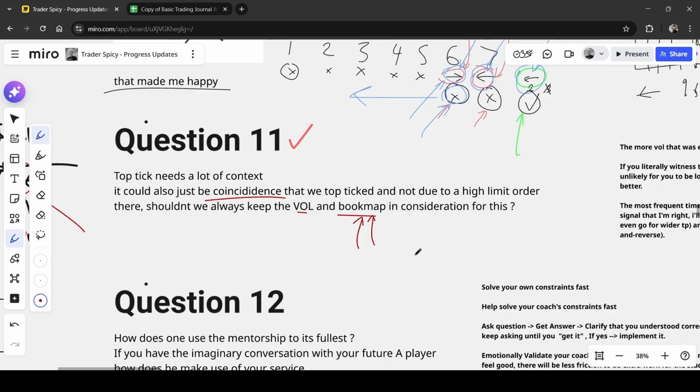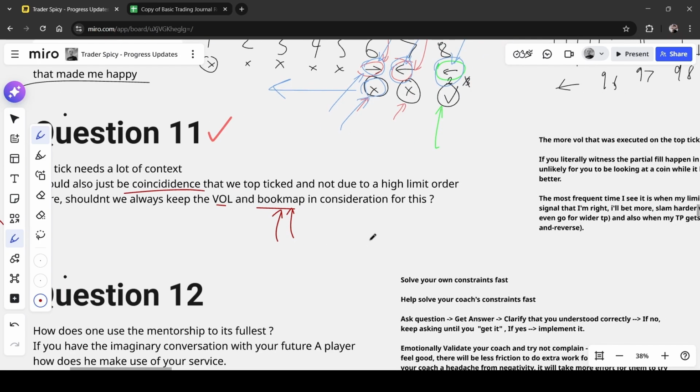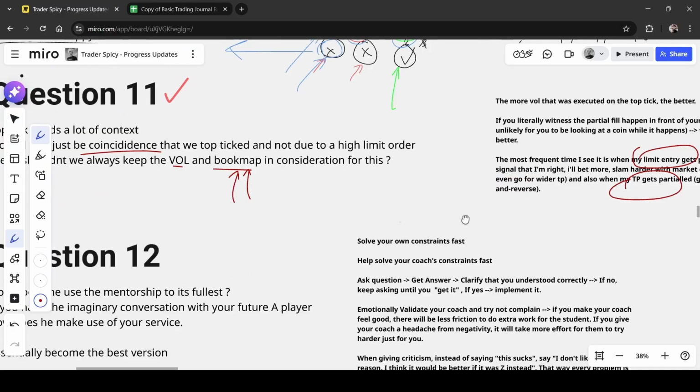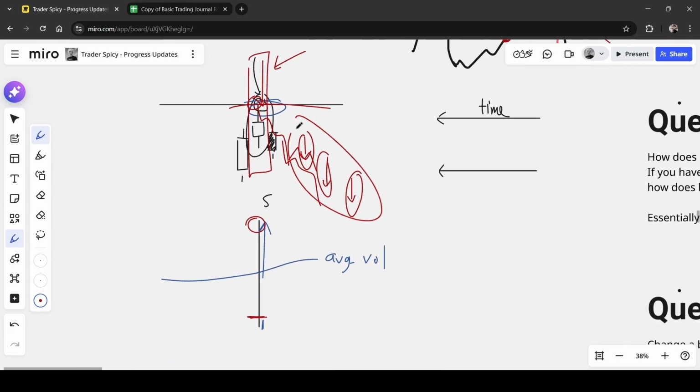But I mean, sure, I think just having the depth of market open for you to look at, in general, is a good idea. Not necessary, but it's a good idea. But I wrote here that at least for me, I will see the partial fill happen in front of my eyes most of the time when, A, my own limit order entry gets partialed, or B, when my TP gets partialed. So when my entry gets partialed, exactly how I described, if my entry gets partialed and then price starts moving away from my entry.